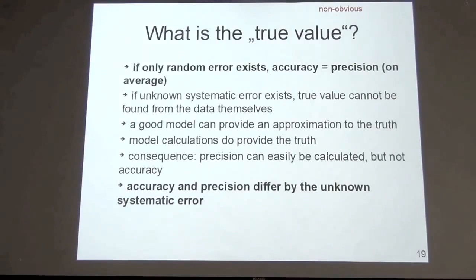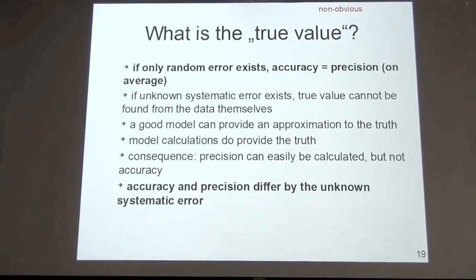Anyway, Jim already has explained this. When we talk about accuracy and precision, we can easily talk about precision because we only need the measurements to come up with a measure of precision, right? But if we talk about accuracy, we also use the word true value. So where does this true value come from? How can we know the truth? If there is some systematic error that we don't know, then the true value cannot be found from the data themselves. It's clear, because a systematic error that pulls the measurements away is not known.